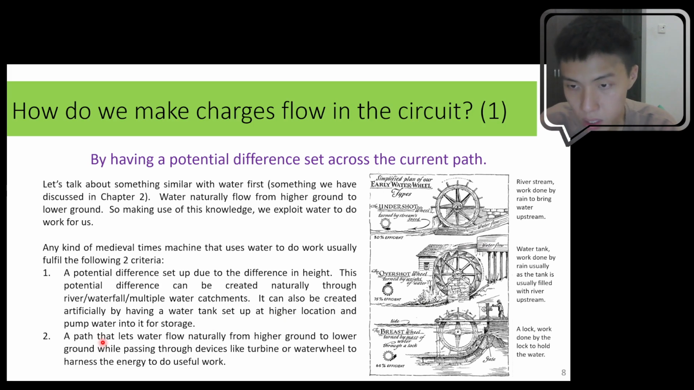Okay. So the second criterion is a path that lets water flow naturally from higher ground to lower ground while passing through a device like a turbine or water wheel to harness the energy to do useful work.